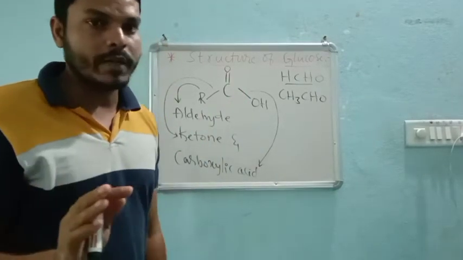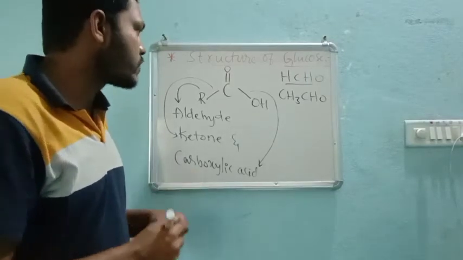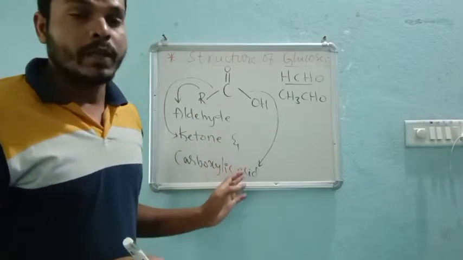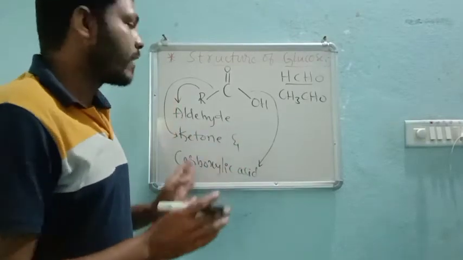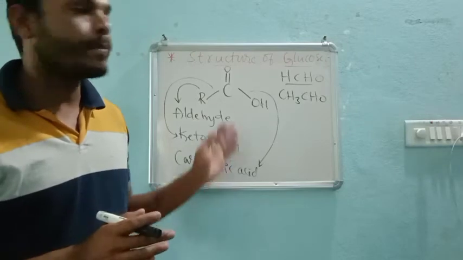Now coming back here, the carbonyl group is present. The formation of oxime, what is it indicating? It is indicating the presence of carbonyl group. So we can understand that formation of oxime is indicating the presence of carbonyl group.